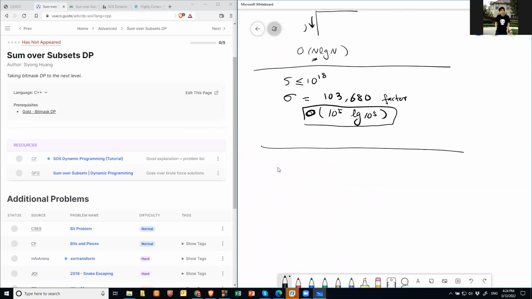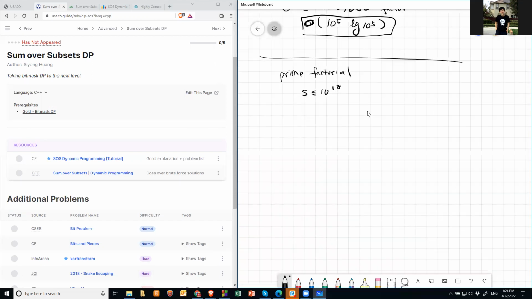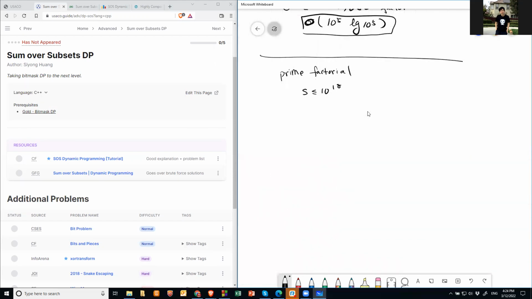So how to calculate the prime factorial? It is for s less than or equal to 10 to the power 18. If we use a standard approach, and this is to solve this problem, what you need to do is, if you just Google fastest prime factor algorithm, okay?